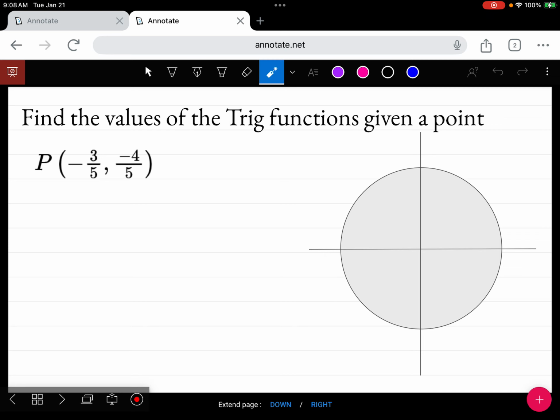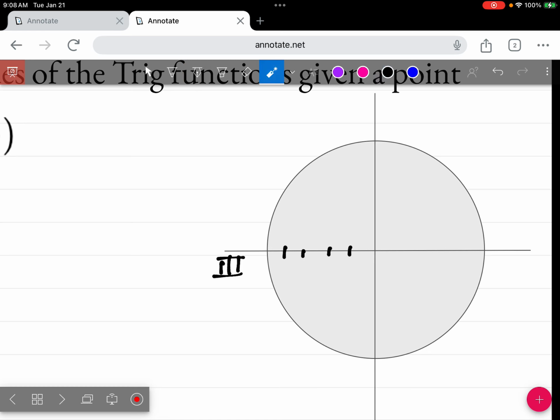And if we have -3/5, if I was to divide this thing into like 5s-ish right there, we'd be about here, and then -4/5 gets us a little bit closer, but it puts it right down here. So this is our point, -3/5, -4/5. So we've got our x and our y.